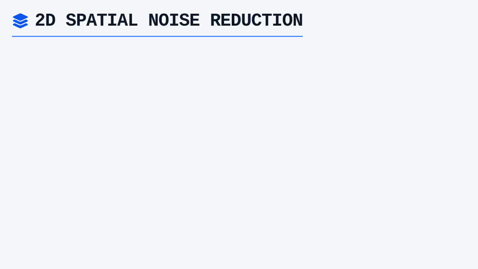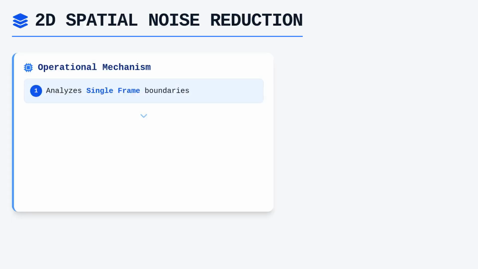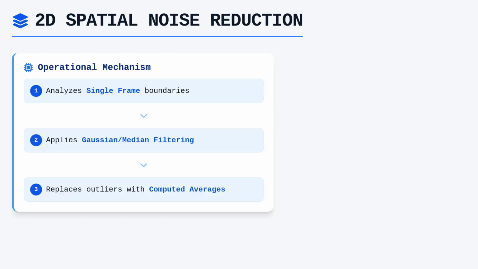2D spatial noise reduction operates strictly within the boundaries of a single frame, analyzing the relationship between a target pixel and its immediate surroundings. The algorithm generally applies mathematical smoothing, such as Gaussian or median filtering, to assess the luminance and chrominance values of neighboring pixels. If a pixel deviates significantly from the median of its neighbors, the algorithm assumes this deviation is noise and replaces it with a computed average.